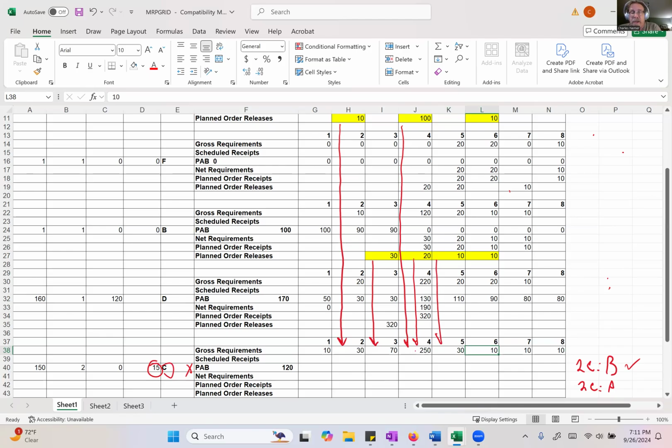And then finally, in period 6, I want 10 A's and 10 B's. So they're both at 2 each. So if I want to build 20 total, I need 40 C's because it's two C's for each one, plus the spare parts of 10, and I need 50. So if I did my math right, that should be what we need for demand. Anybody come up with anything different?